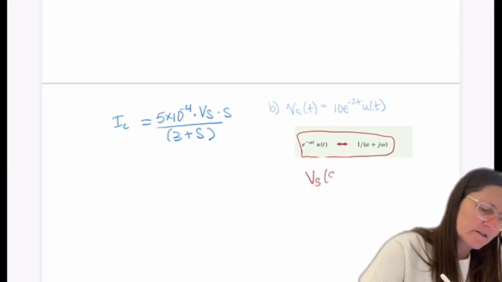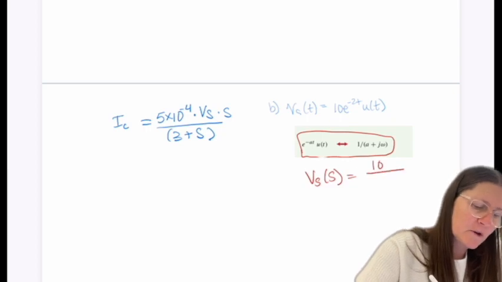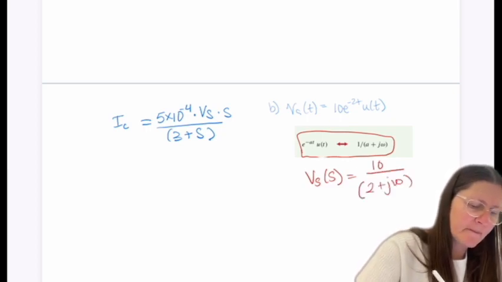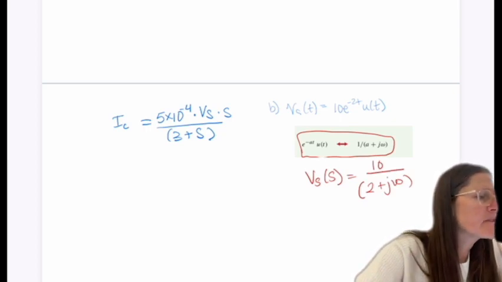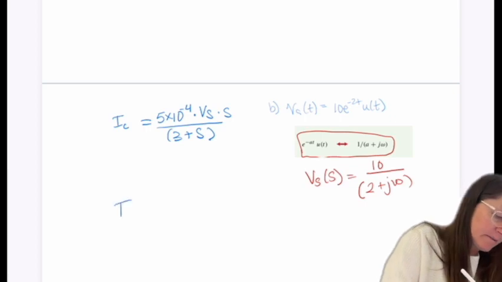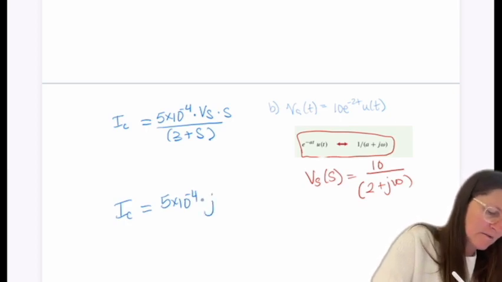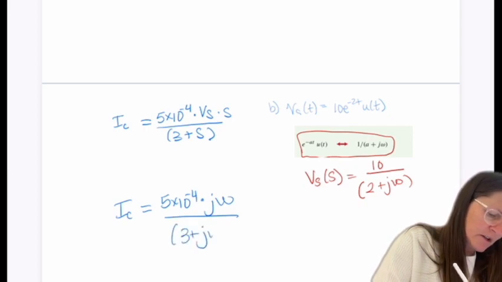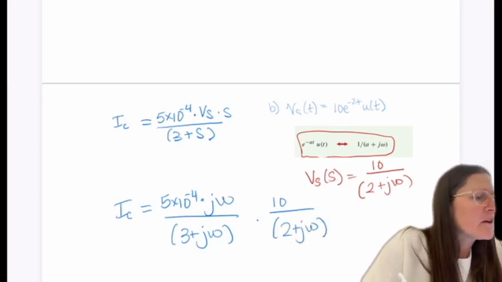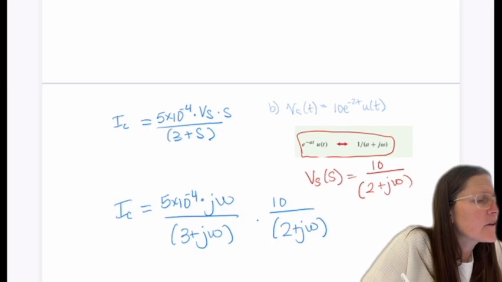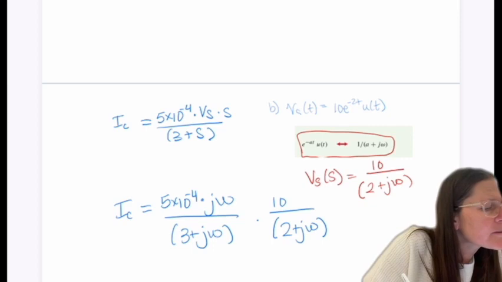So Vs of S is going to transform, you have the 10 over 2 plus j omega. And so you're just going to multiply these together. So you have 5 times 10 to the minus 4 S, or sorry, changing to j omega, all over 3 plus j omega times 10 over 2 plus j omega. That's the other one. Sorry, I don't know if these are in my notes. Times e to the j.